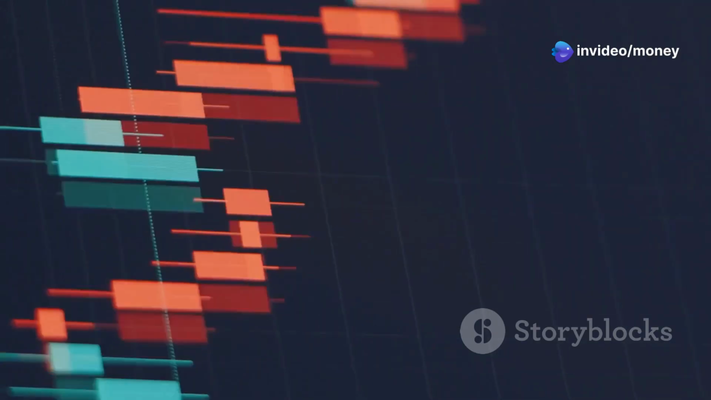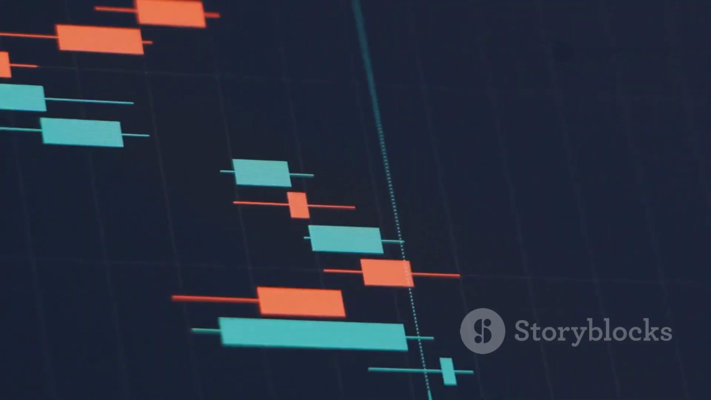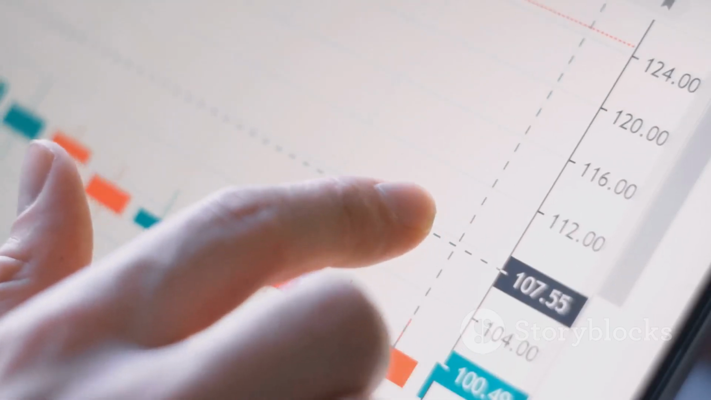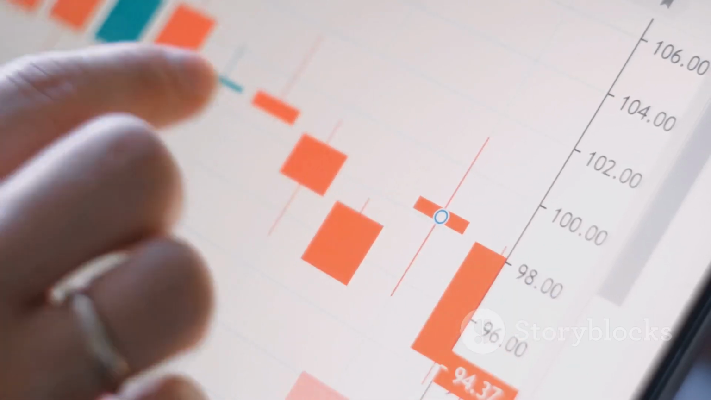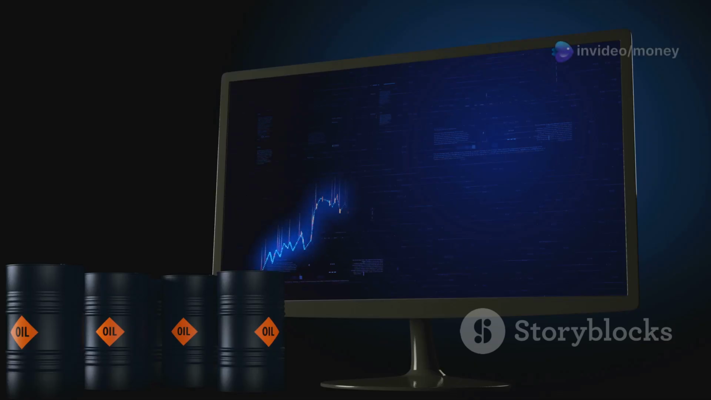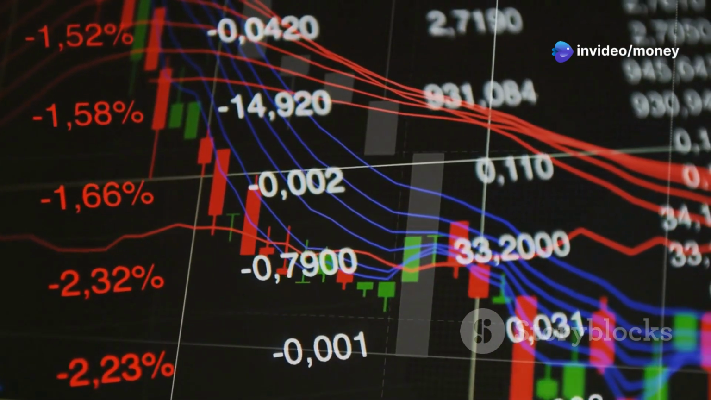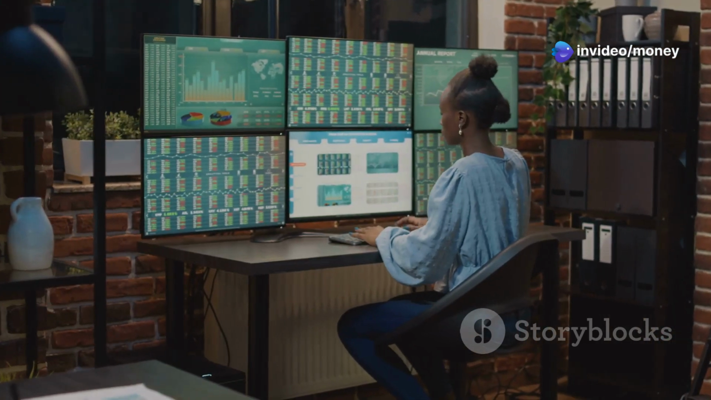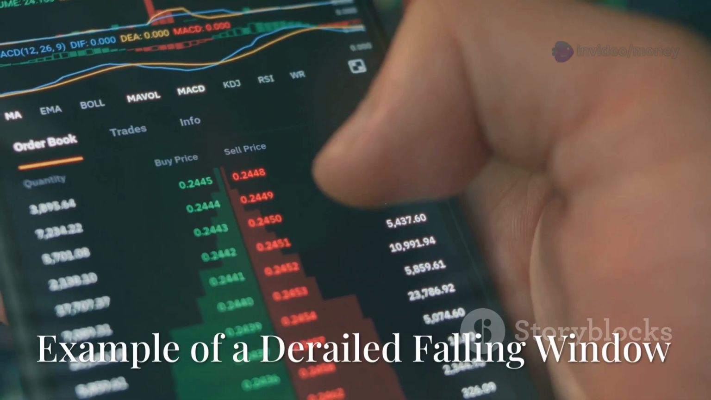However, the price unexpectedly reverses and falls back down through the window. This indicates that the buying pressure that created the rising window has weakened. The uptrend may be coming to an end. Traders who bought into the rising window are now losing money. They may need to exit their positions to limit their losses.